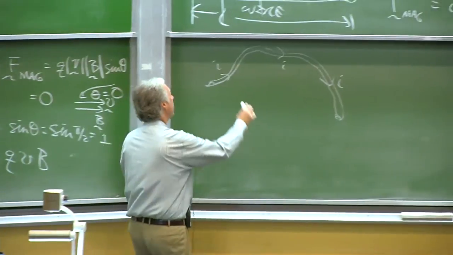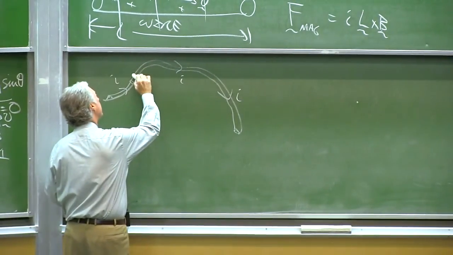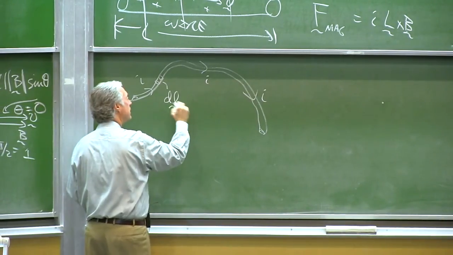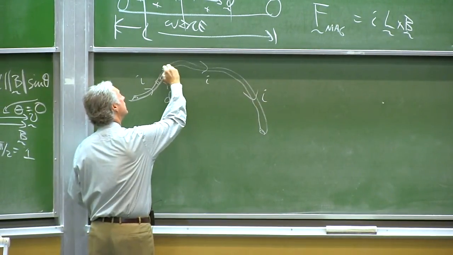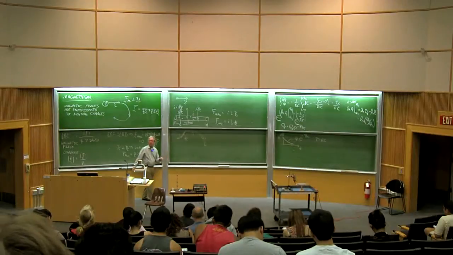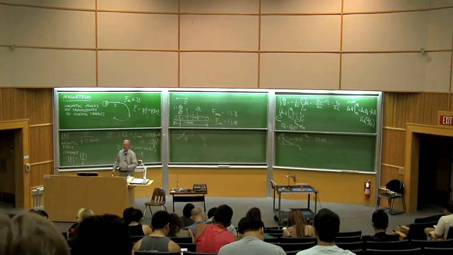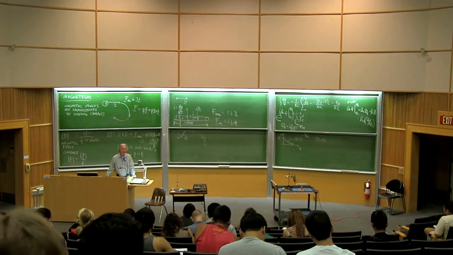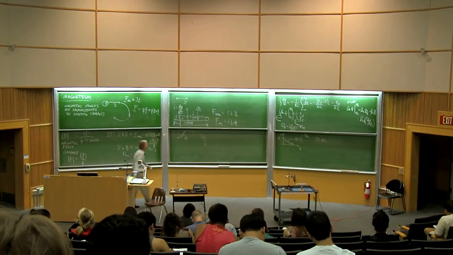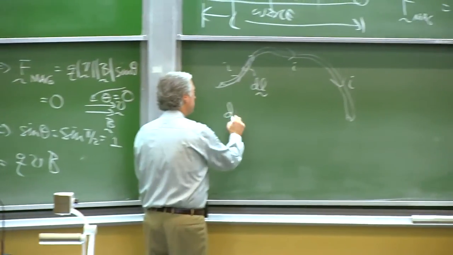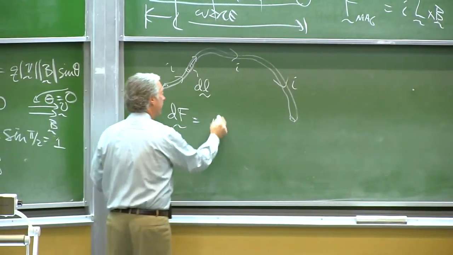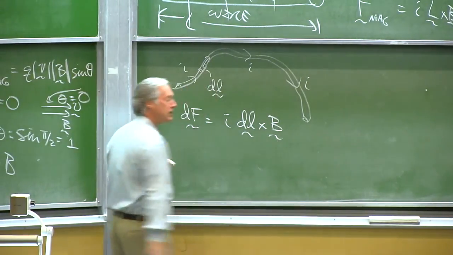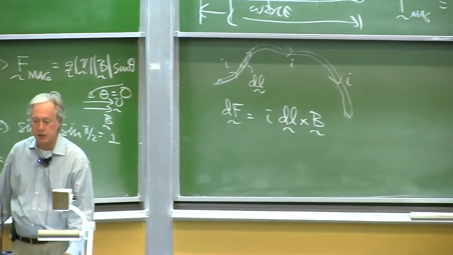And so we might look at one little chunk of it right here, and let's call that a length dl. So it's a microscopic length, but it's carrying the macroscopic current through that part of the wire. So here's what we would say is the contribution to the force on the wire: I dl cross B. And we're kind of in between macroscopic and microscopic when we do that.